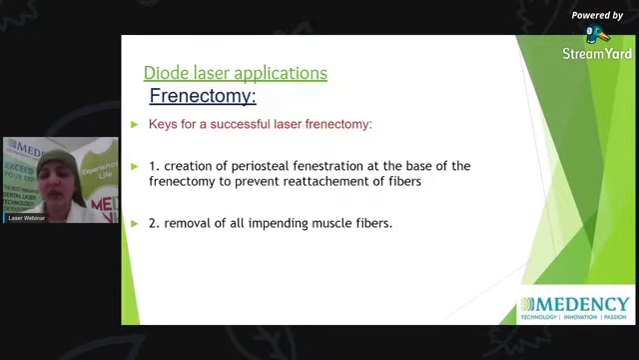Okay, the phrenectomy. The indications of phrenectomy are gummy smile or diastema, whatever it is. If it is indicated, you are going to do a phrenectomy perfectly with diode laser. But there are keys for a successful laser phrenectomy. You have to create a periosteal fenestration at the base of the phrenectomy to prevent the reattachment of the fibers. Also, remove all remaining muscle fibers to prevent recurrence of this phrenectomy.